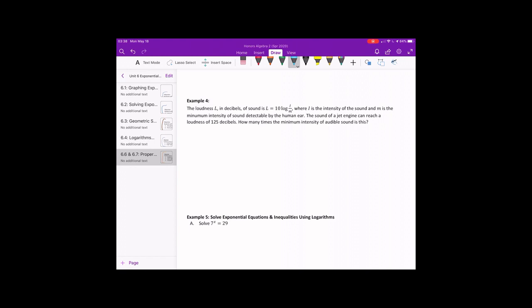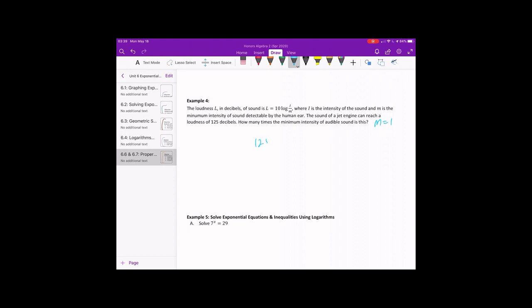The loudness L in decibels of the sound L is equal to 10 log I over M, where I is the intensity of the sound and M is the minimum intensity of sound detectable by the human ear. The sound of a jet engine can reach 125 decibels. How many times the minimum intensity of audible sound is this? Now, for these type problems, we're going to assume that M is equal to 1, because the minimum intensity being the softest it could be.